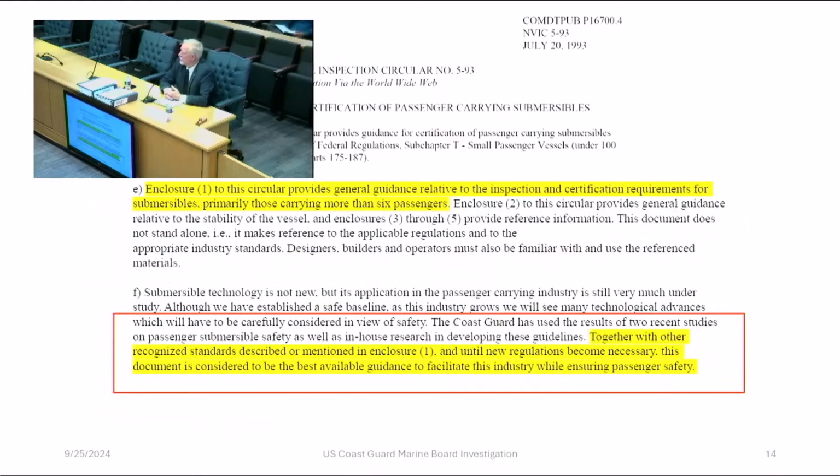It says at the bottom, "Together with other recognized standards, and until new regulations become necessary, this document is considered to be the best available guidance to facilitate industry while ensuring passenger safety." I'm highlighting that because the landscape has shifted. We are not where we were in 1993, and I do believe we're there, where it says maybe we need to look at that. This is the first day of the rest of our life. We need to look at that.